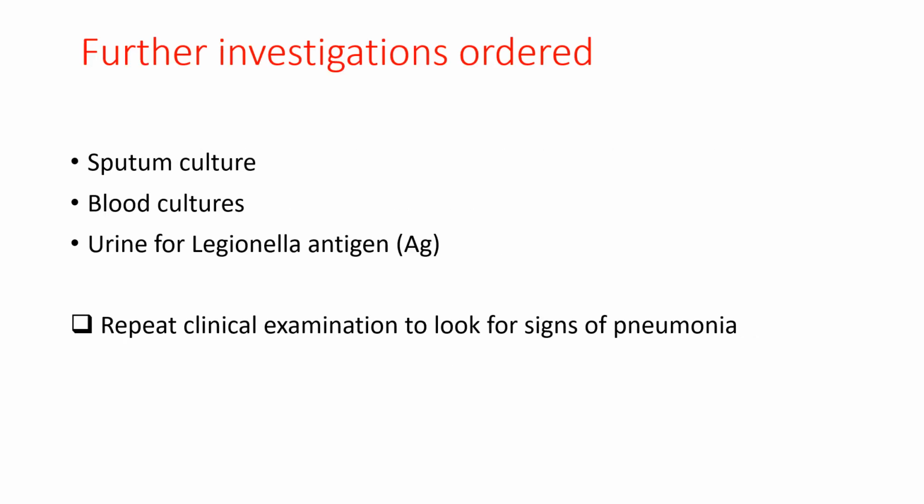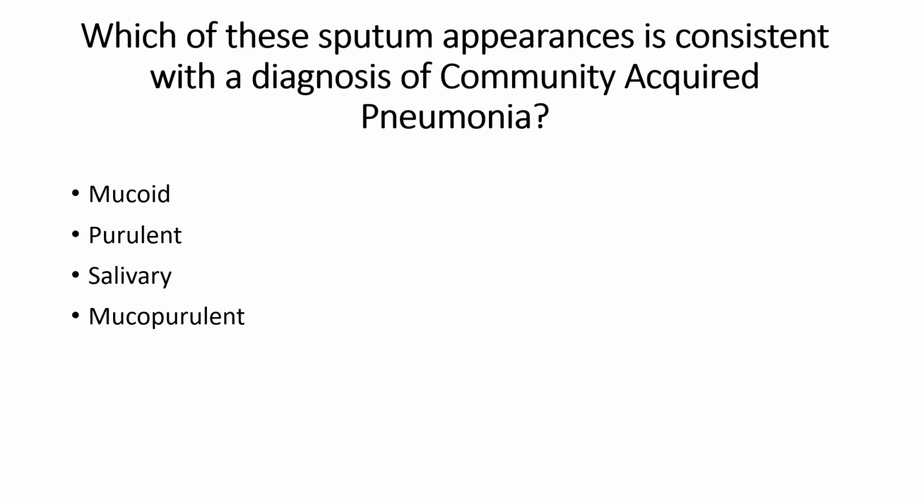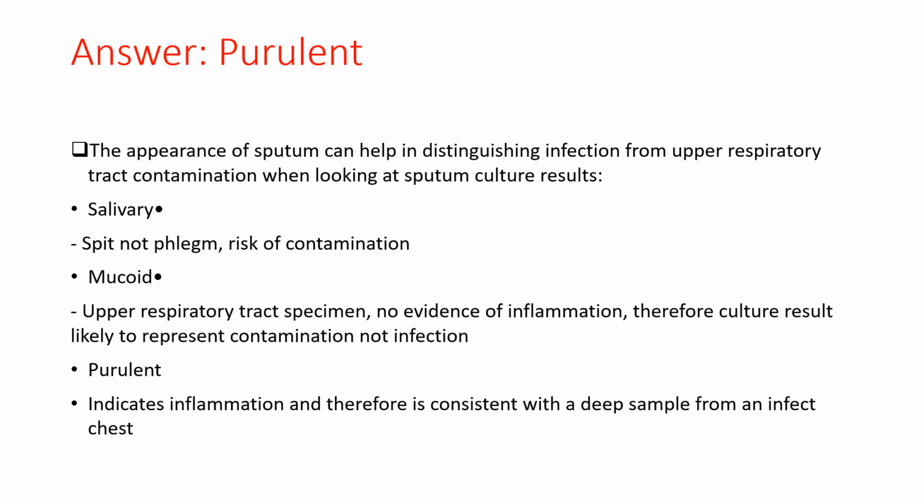Further investigations done for this case study were sputum culture, blood culture, and urine for Legionella antigen. If the sputum appearance is considered with the diagnosis of community acquired pneumonia, is it mucoid, purulent, salivary, or mucopurulent? The answer is purulent. Appearance of sputum helps in distinguishing infection from contamination. Salivary appearance often indicates contamination. Mucoid appearance is indicative of upper respiratory infection. Purulent indicates inflammation and is therefore consistent with a diagnosis of pneumonia.